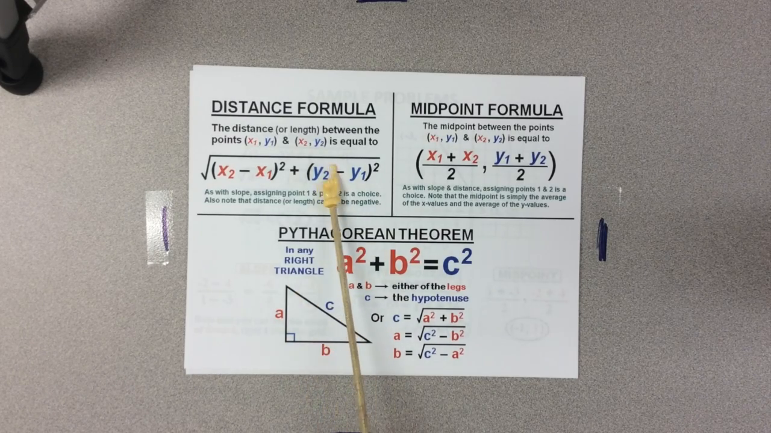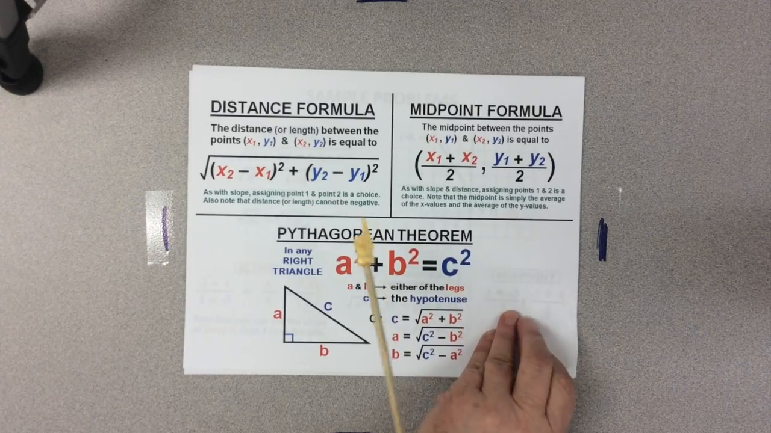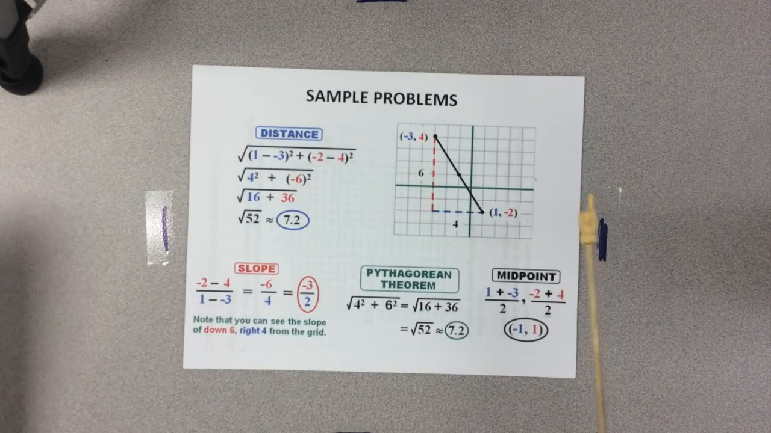Now, the distance formula is given to you on the OGT formula sheet, but the Pythagorean theorem is not, the midpoint is not, and there's no slope formula. All you get is the distance formula.